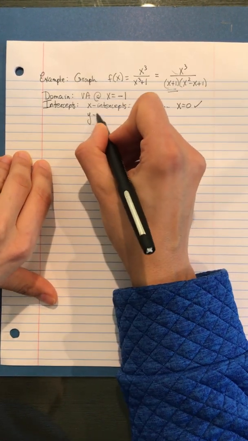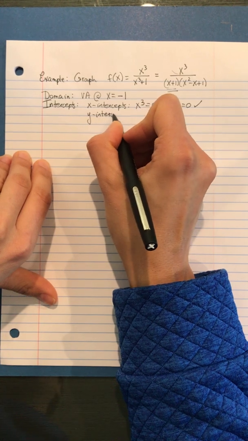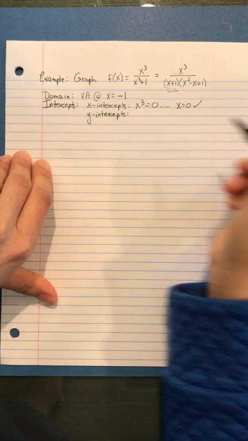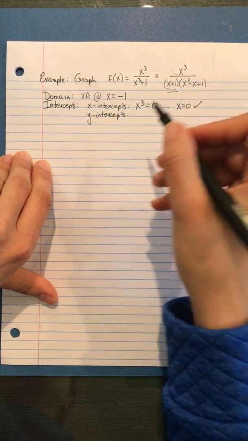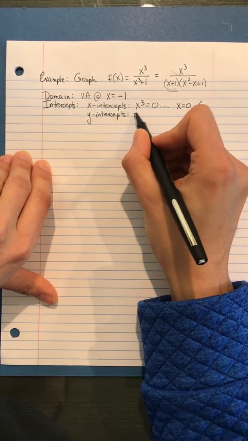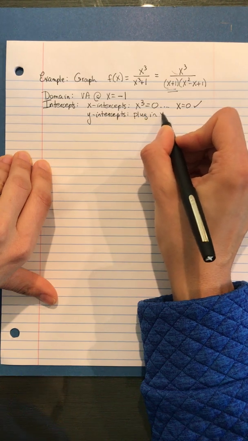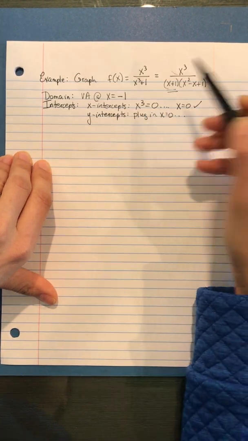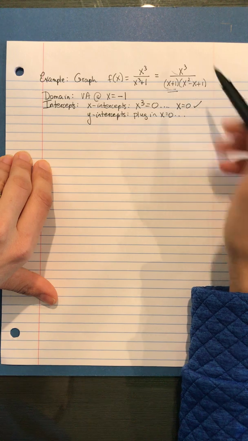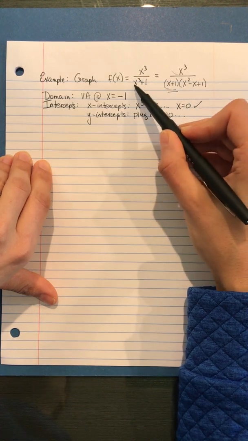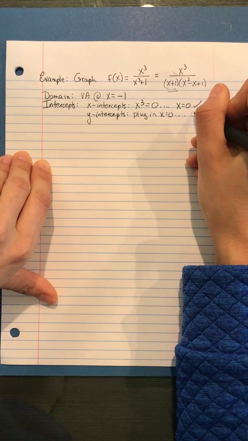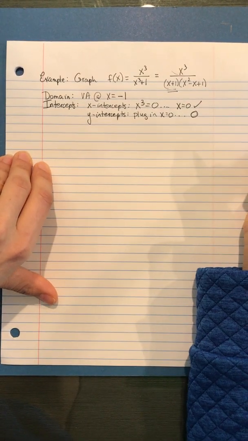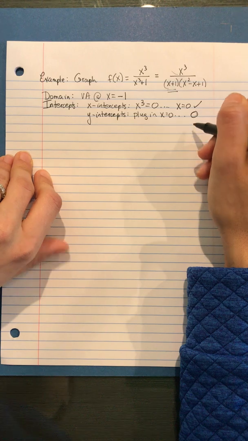For y-intercepts, you don't set anything equal to 0, you plug in x equals 0. So plug in x equals 0. And if you do that, I'll just do it here because it's shorter instead of this one, you get 0 cubed over 0 cubed plus 1, which is 0. So I've got a y-intercept of 0 and an x-intercept of 0. So that's actually the origin.